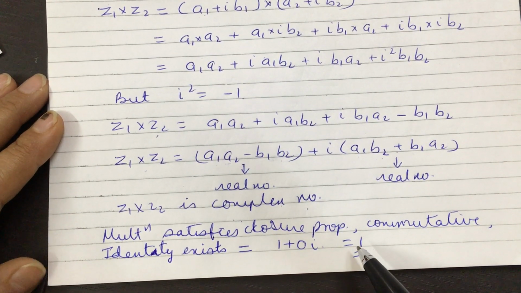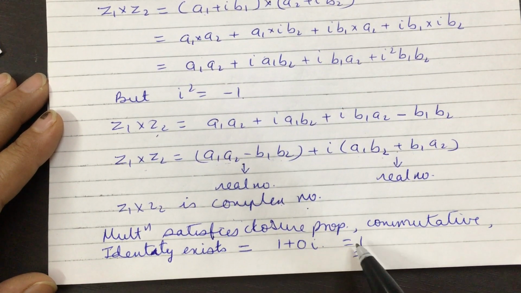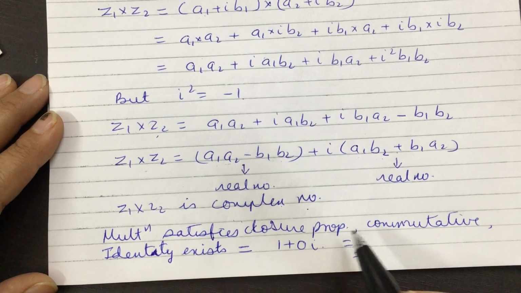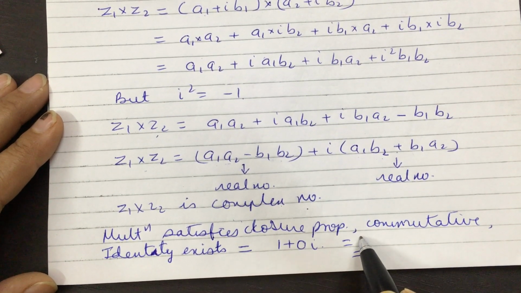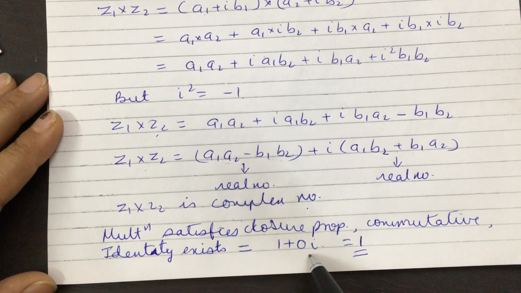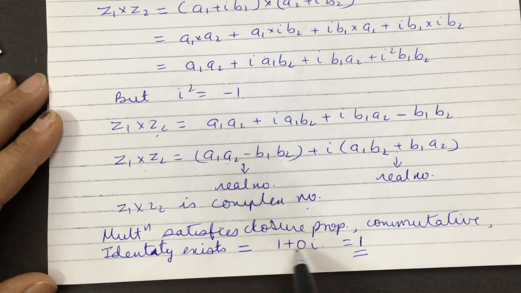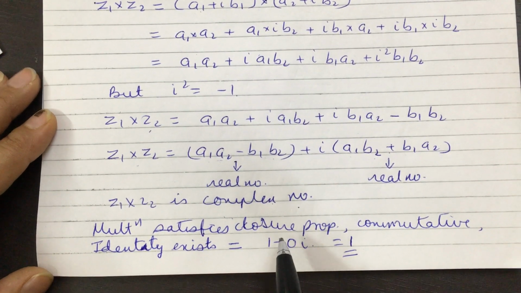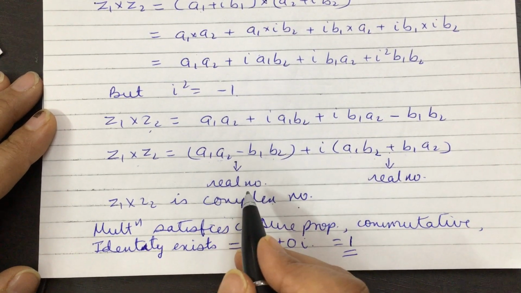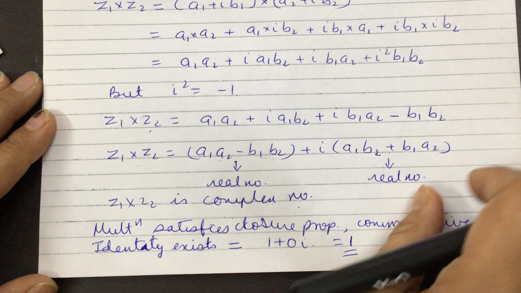So, in case of real numbers, if you multiply any number with 1, you get back the same real number. Now, instead of 1, we can always write 1 as 1 plus 0i. So, in case of complex numbers, the identity element is 1 plus 0i, which when multiplied to any complex number gives us back the same complex number, as we can check just now.